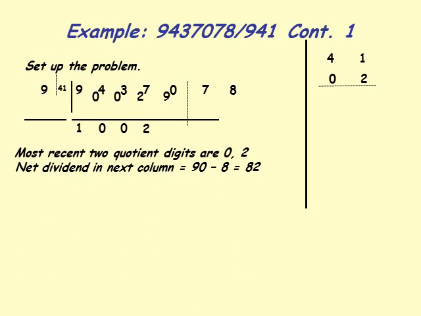Let's continue here. So the net dividend in the next column is 90 minus 8, which is 82. Then we would divide 82 by 9, and instead of using 9 remainder 1, I'm using 8 remainder 10, which is an altered remainder. So we'll use 8 remainder 10 because 9 times 8 is 72 and 82 minus 72 is 10.